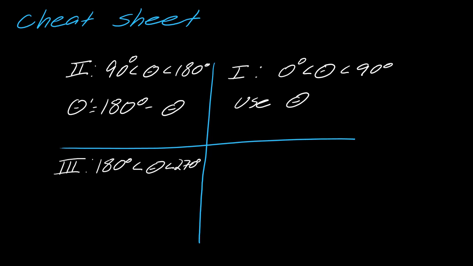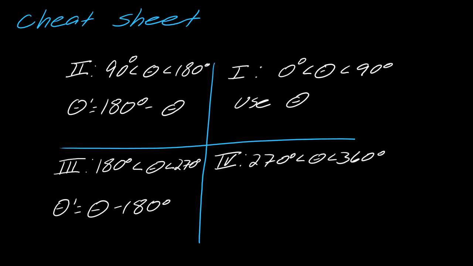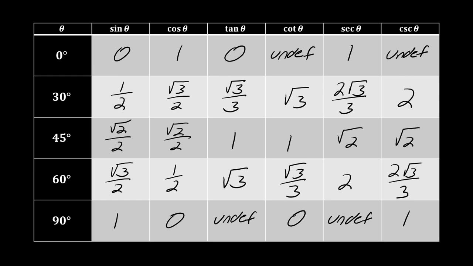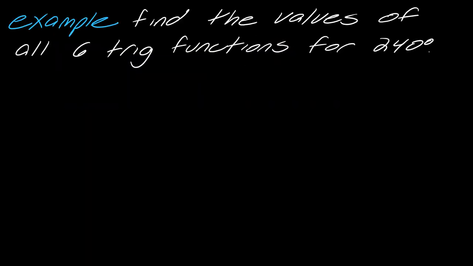Then in the third quadrant, if you're between 180 and 270, the reference angle is theta minus 180 degrees. And for the last one, to get the reference angle, you take 360 degrees minus whatever your theta is. Now, in my previous video, we talked about the special angles, 30 degrees, 45 degrees, 60 degrees, and we went through this whole chart. I would say leverage this information whenever possible.